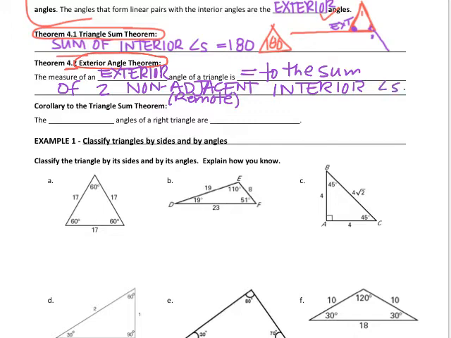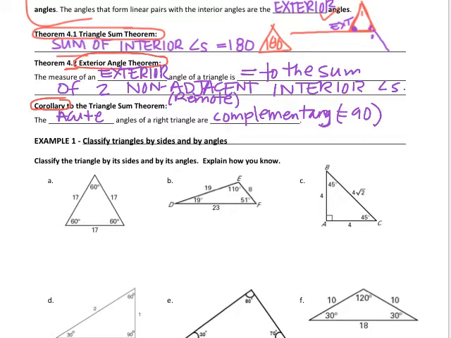And then we have one thing here, the corollary to the triangle sum theorem, and it states that the acute angles of a right triangle are complementary. And you may remember that complementary means that they are equal to 90 degrees. So the non-right angles are complementary, and that just means that they add up to 90 degrees.